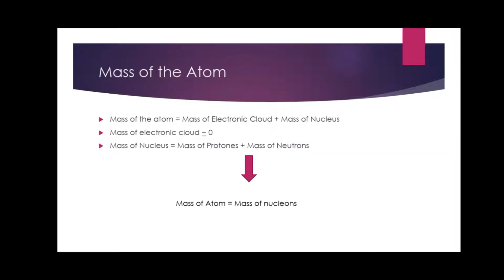Now the mass of the atom. Mass of the atom equal the mass of electronic cloud plus the mass of nucleus. The mass of electronic cloud is approximately 0, while the mass of nucleus is equal to the mass of protons plus the mass of neutrons. Mass of atom equal the mass of nucleons.